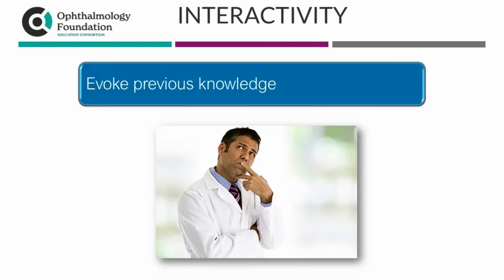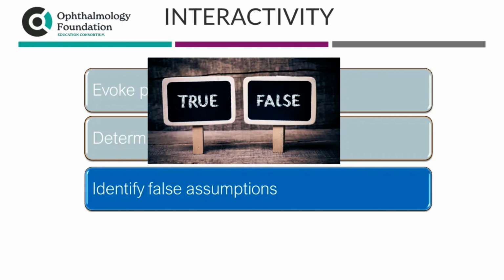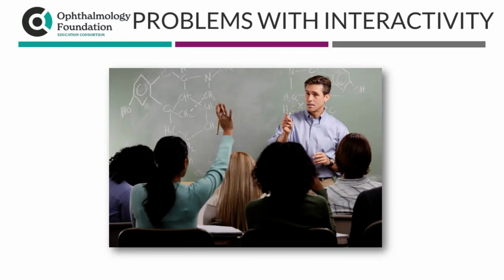When you ask a question to the audience, it evokes previous knowledge. This will help in several ways. It will allow you to determine learners' knowledge and allow you to adjust your presentation to it. When you give feedback to their answers, they will be able to identify false assumptions. And you will also be able to identify what they know and what they do not know. Finally, they will be able to connect new knowledge with old one. This is a mechanism that allows storing in memory and later retrieval and application.